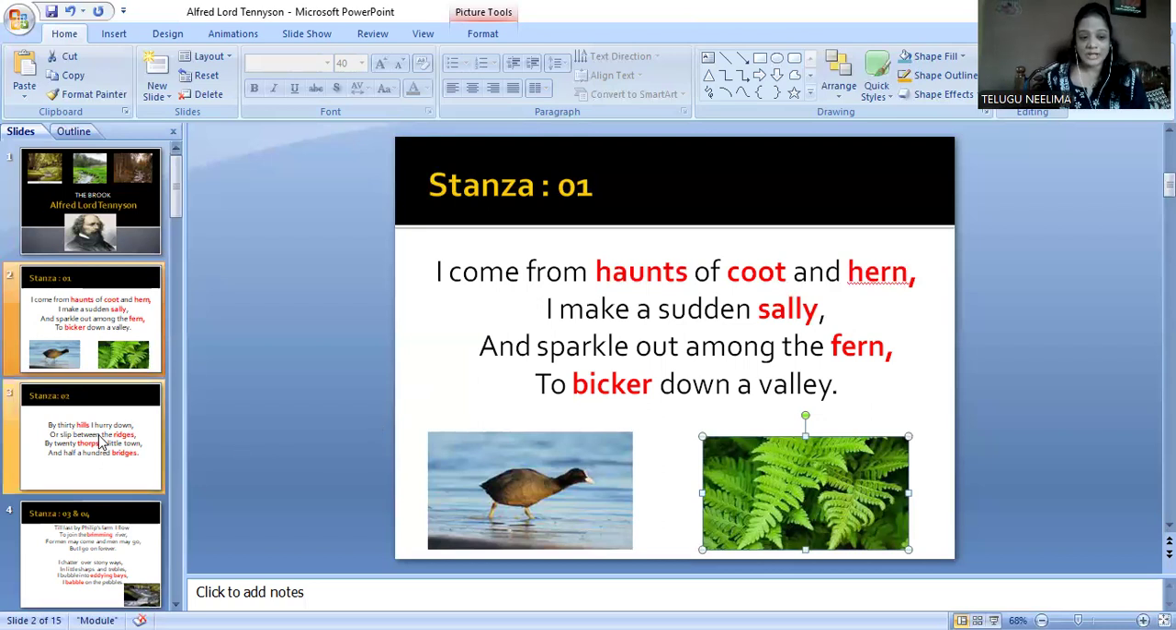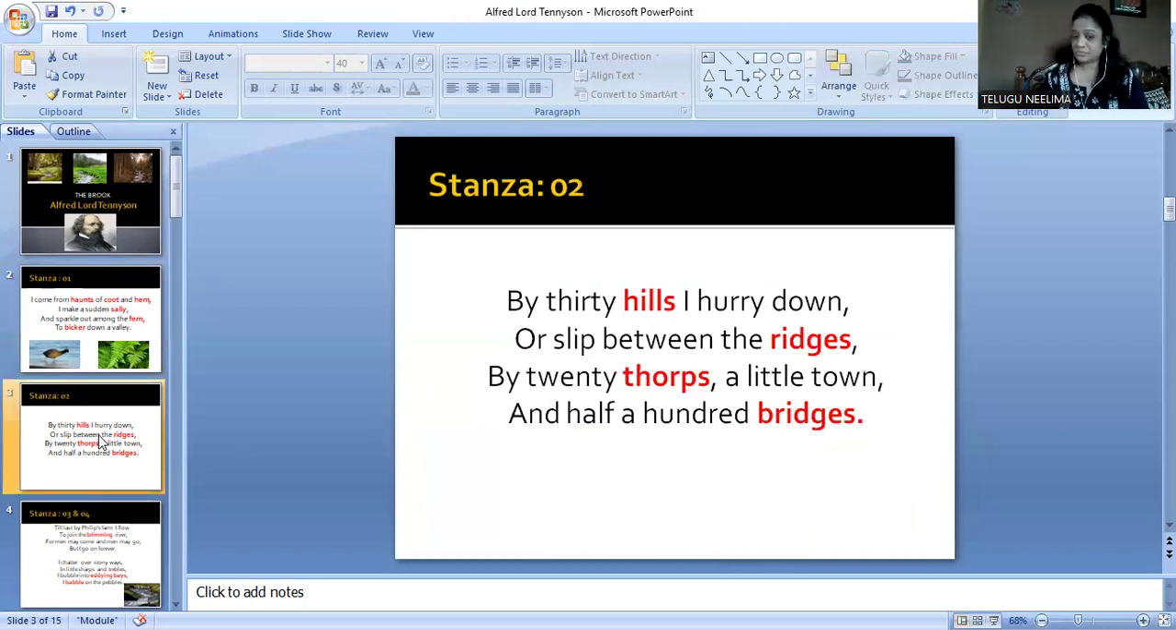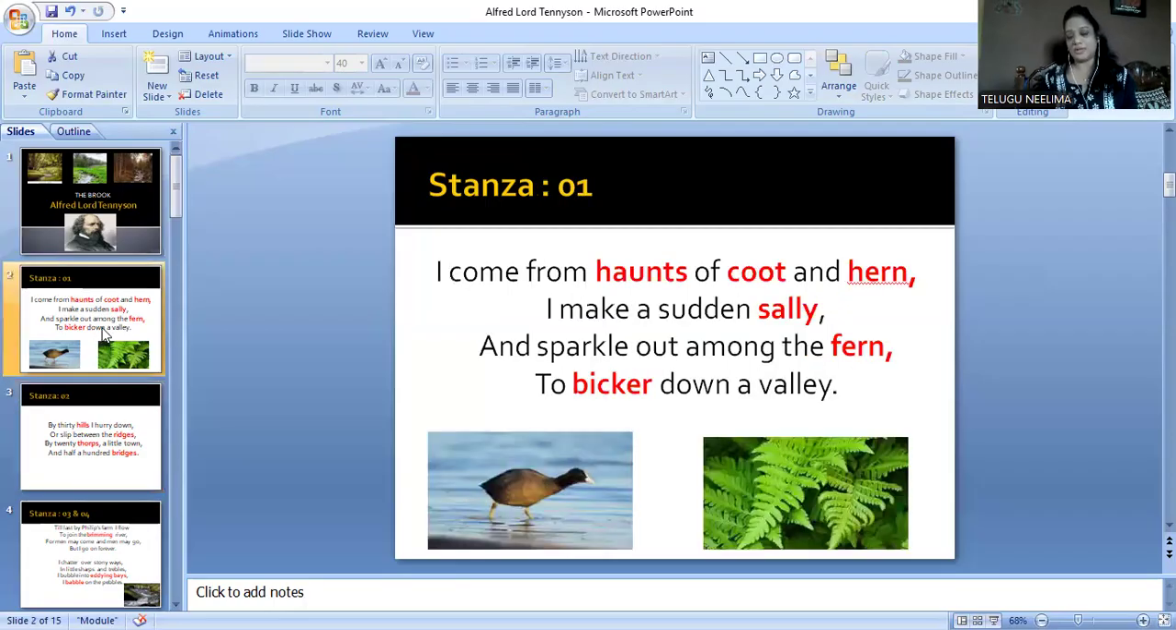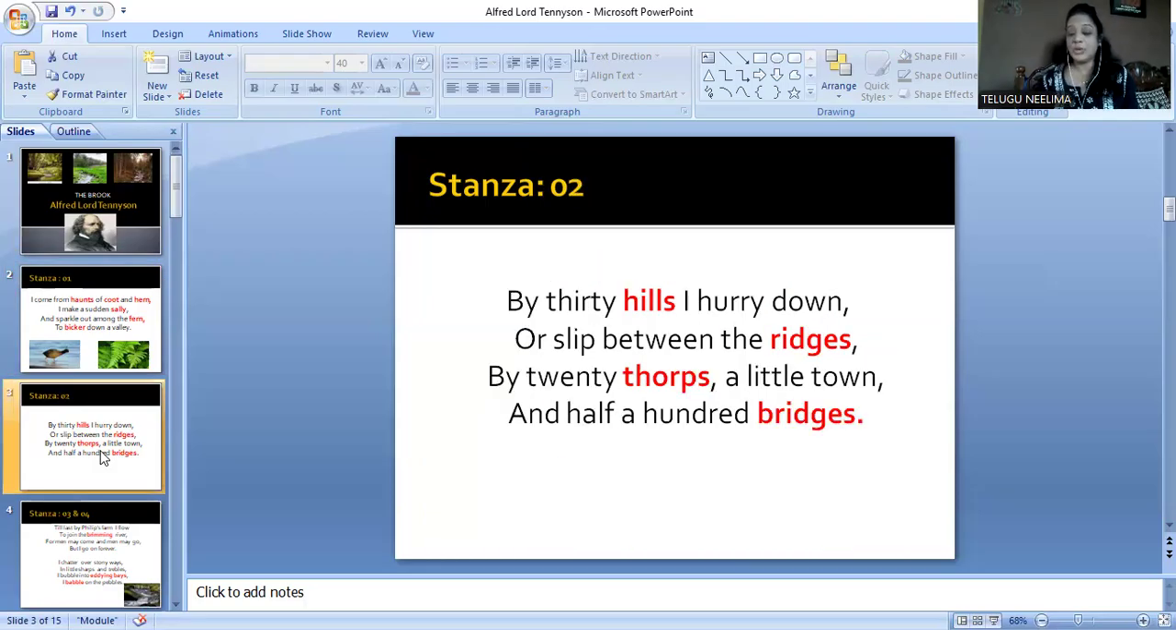Now, if you observe this stanza too, it is also talking about the continuation of its journey. Look at this. I started my journey from this place and I am continuing my journey with this connectivity of places. For example, by thirty hills I hurry down, or slip between the ridges, by twenty thorps, a little town, and half a hundred bridges. If you see this stanza, it is telling where the brook is continuing its journey after the moment it started.